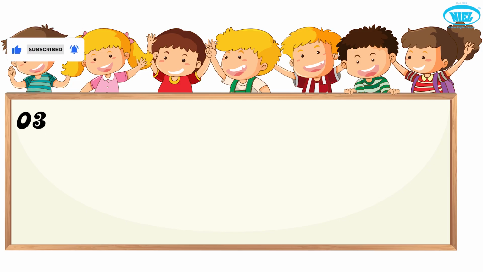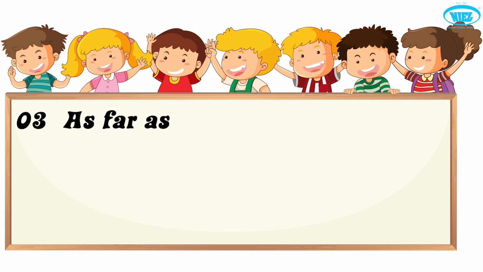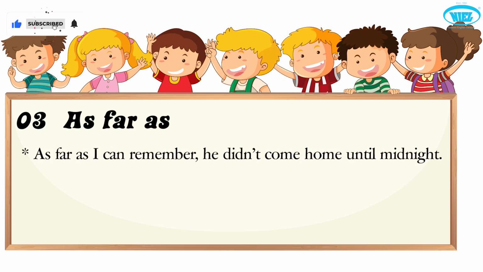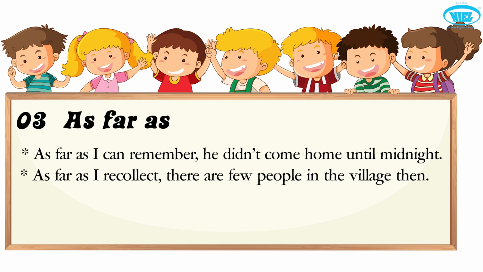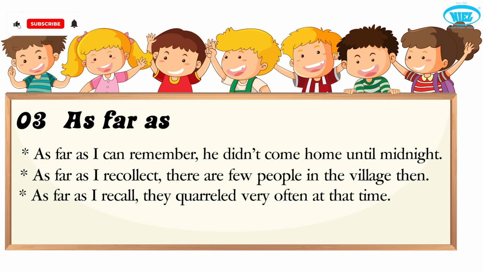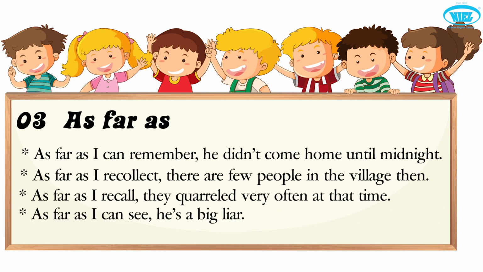Let's see the third pattern. As far as. It means jahan tak. For example, as far as I can remember, he didn't come home until midnight. Another is, as far as I recollect, there are few people in the village then. Let's see one more example. As far as I recall, they quarreled very often at that time. And the last example is, as far as I can see, he is a big liar.